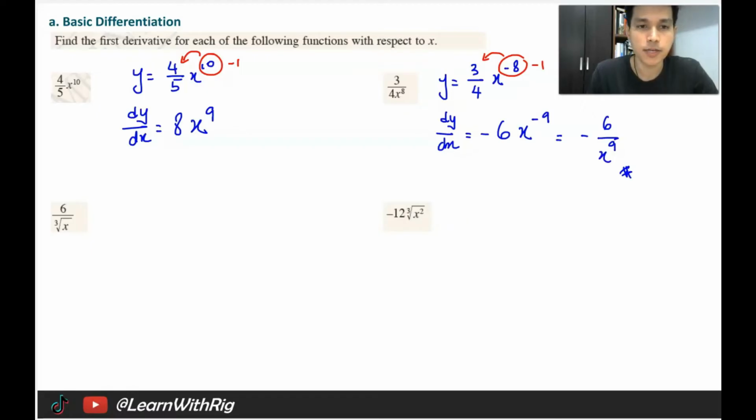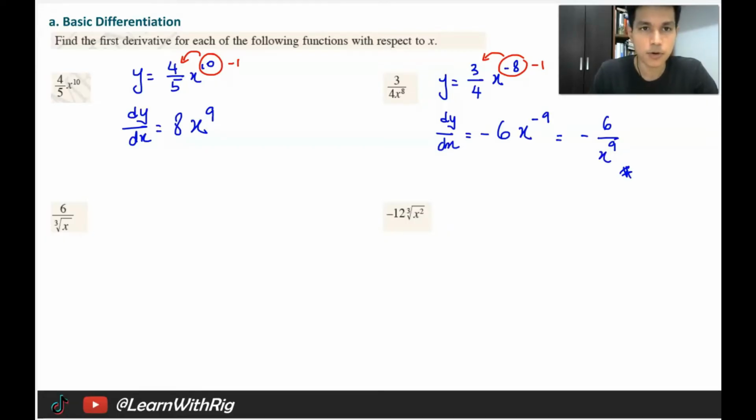Alright, so now let's see the next question. y equals 6 over cube root x. When you see x at the denominator, make sure you always bring it up first before you start differentiating. I don't want you to straight away differentiate when it's at the denominator. You get the wrong answer. So first thing you want to do is bring it up. How do you bring this up?